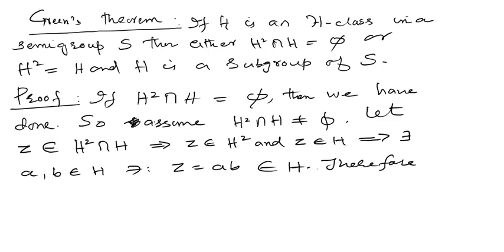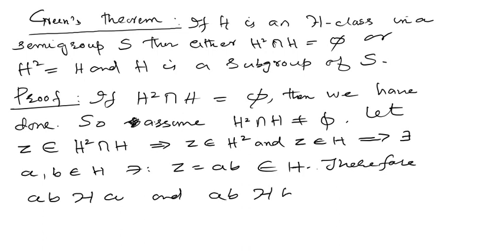Therefore, AB is in H and A is also in H. Therefore, AB is H related to A. Yes, they are H related because they are in the same class, and AB is also H related to B.